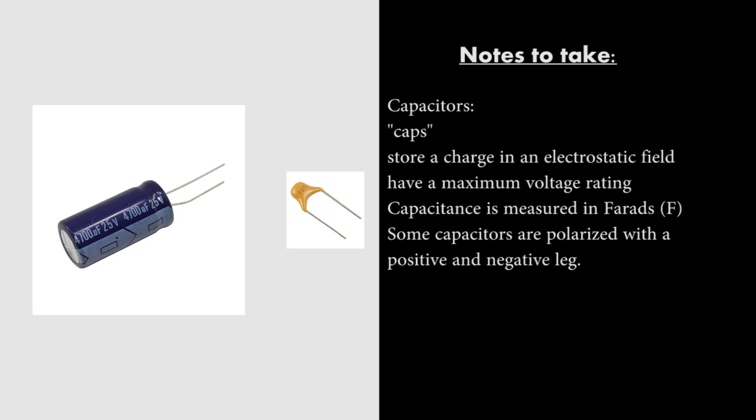Finally, some capacitors are polarized. They have a positive leg and a negative leg, and you can plug them in backwards, which would cause them to not work and even be damaged. Other capacitors are non-polarized, and you can flip them around one way or the other, and it'll work. Typically, electrolytic capacitors are polarized, and ceramic disc capacitors are non-polarized. Here's their schematic symbols.